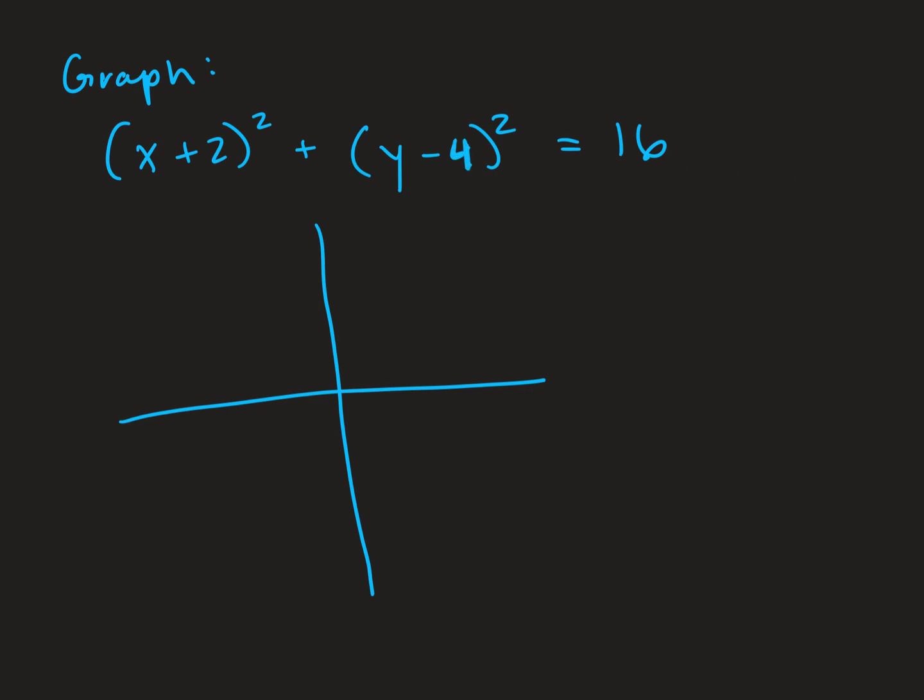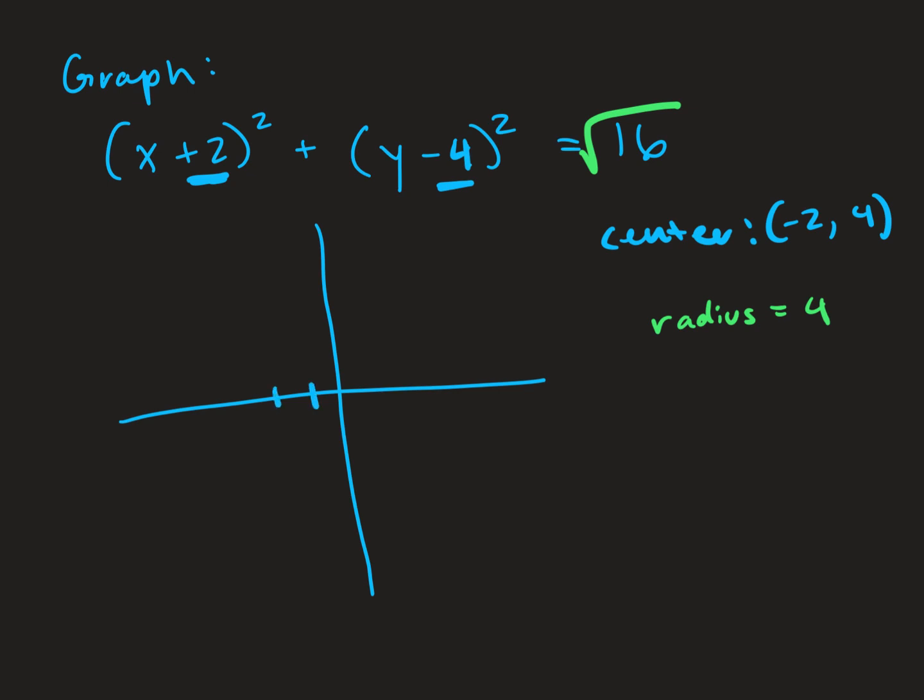So this would be a circle, and it has the center. The center, we just flipped the signs. So -2, 4 would be our center. And then to find the radius, we take the square root of what it's equal to. So what would our radius be? 4. So we graph our center.